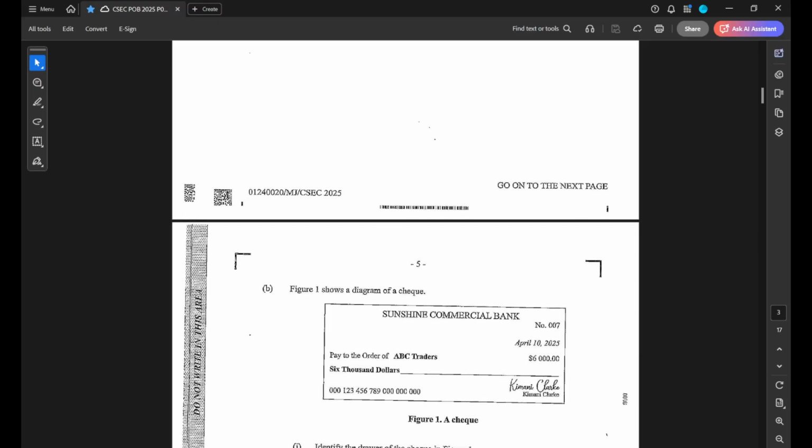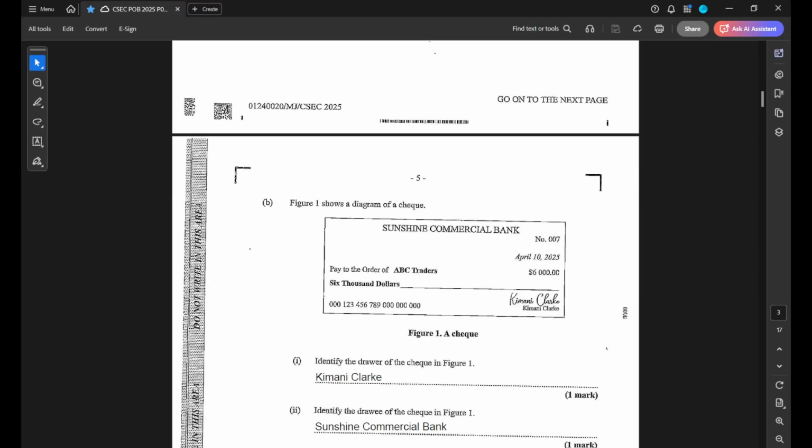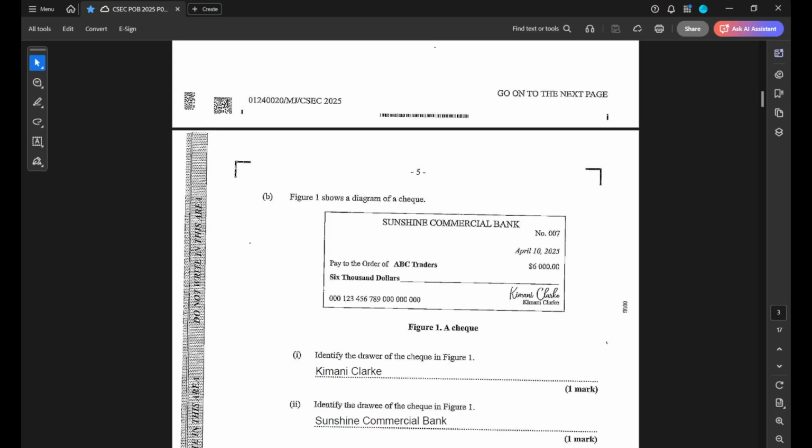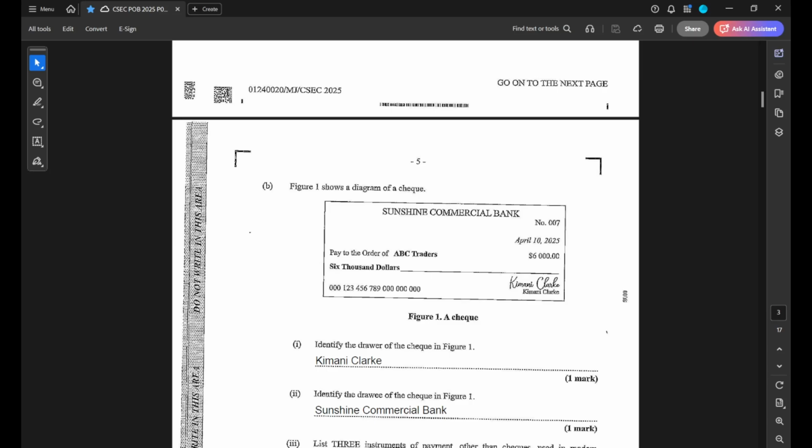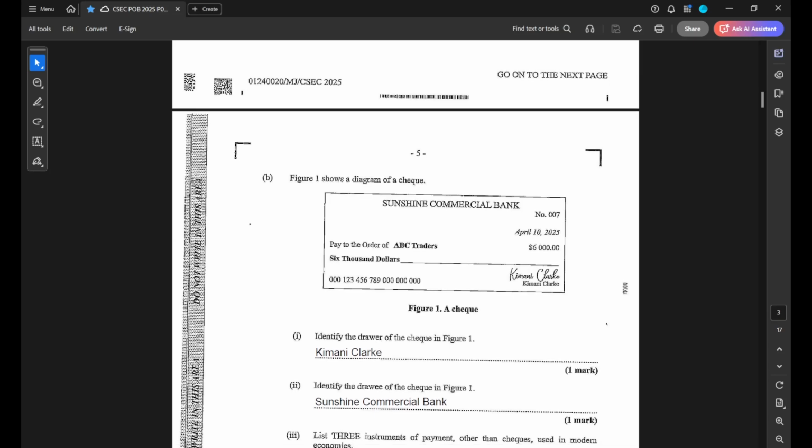Moving on. Figure 1 shows a diagram of a check. Sunshine Commercial Bank number 007, April 10th, 2025, $6,000. Paid to the order of ABC Traders, $6,000. Kimani Clark. Identify the drawer of the check in figure 1: Kimani Clark. Identify the drawee of the check in figure 1: that is Sunshine Commercial Bank.